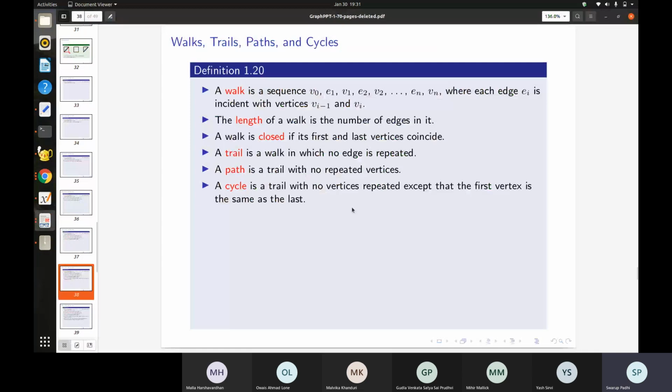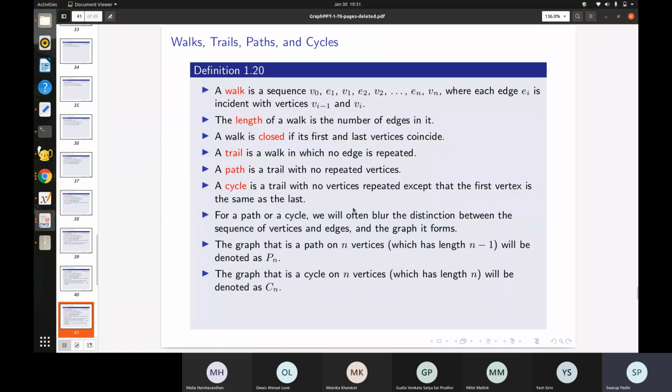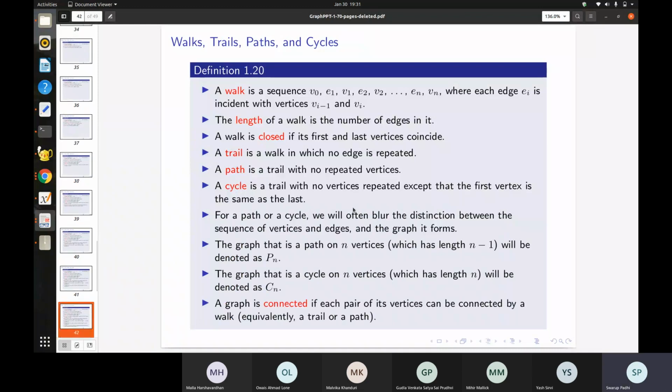For a path or a cycle, we will often blur the distinction between the sequence of vertices and edges and the graph it forms. The graph that is a path on n vertices will be denoted as Pn. So I will show you in a figure what is Pn and what is Cn. A graph that is a cycle on n vertices will be denoted as Cn, and a graph is connected if each pair of its vertices can be connected by a walk, equivalently a trail or a path. So let's see what these three terms mean.